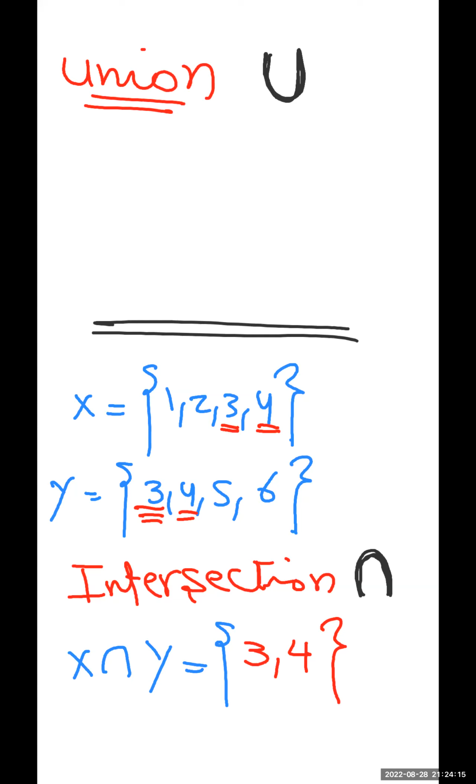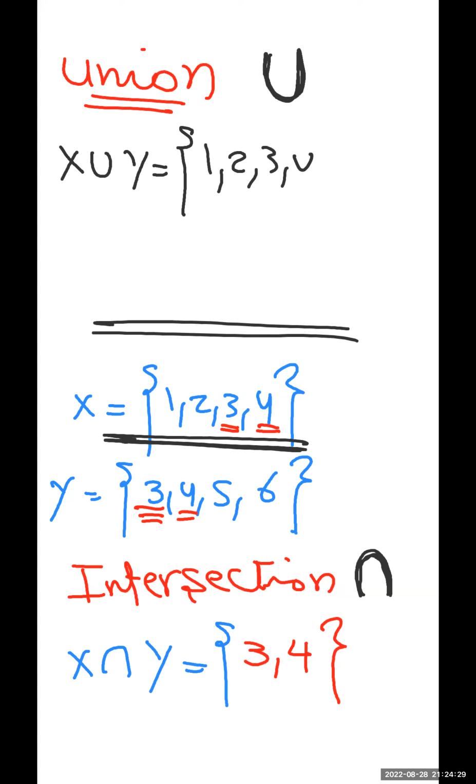So X union Y equals, 1 second. I write down all elements of X first: 1, 2, 3, 4. Then the elements of Y: 3 already exists, 4 already exists, so write down only 5 and 6. Never repeat elements inside the set. So this is the union. Union means all elements of the two sets, X and Y, without repeating.